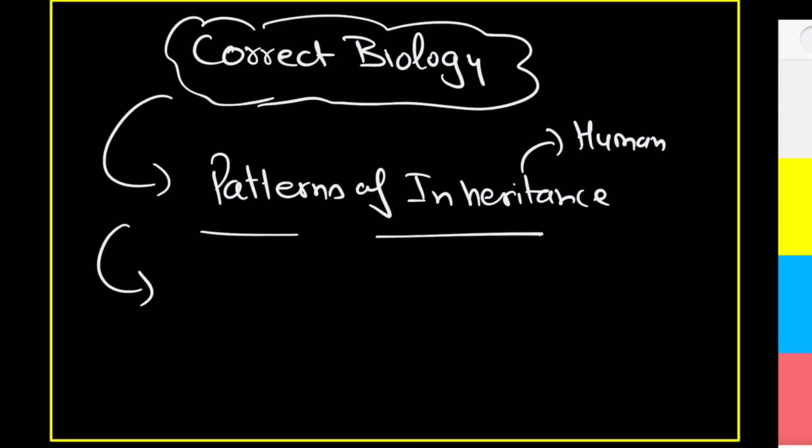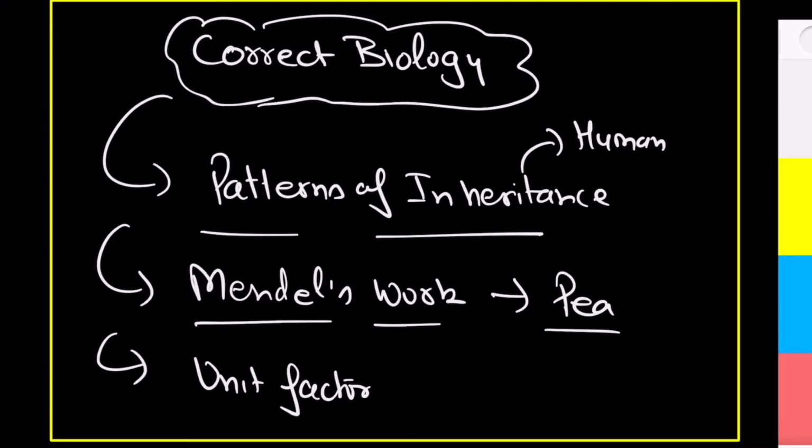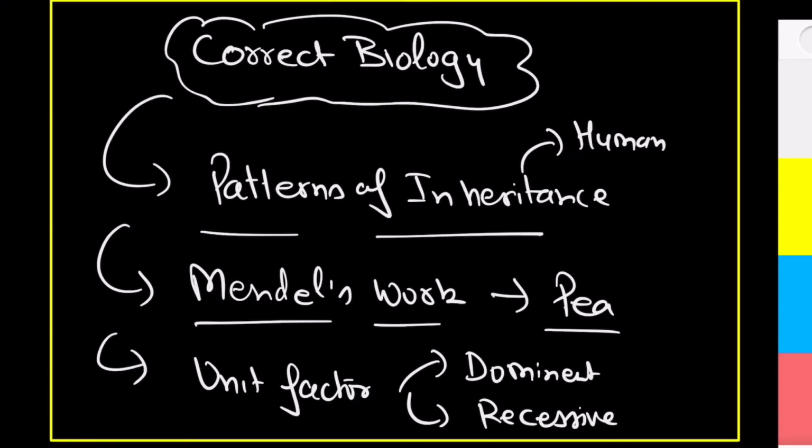Now I just want to remind you that we have discussed Mendelian laws of inheritance. We have discussed Mendel's work in the case of pea plant. There you have learned that there are factors like unit factors. They can be of two types. One, it can be dominant. Another, it can be recessive.